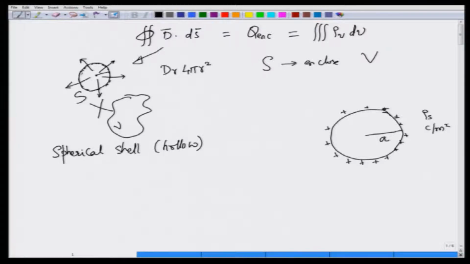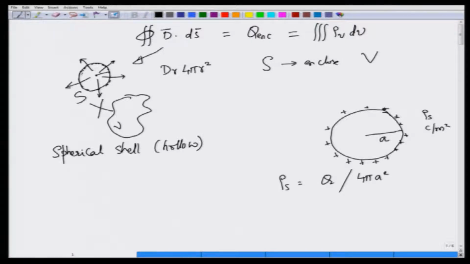Please remember that this surface area we are considering is actually spherical in nature. So, the surface area of this sphere will be 4 pi a square, and if q is the total amount of charge, then the surface charge density is q by 4 pi a square. So, this total charge is spread uniformly over the shell.